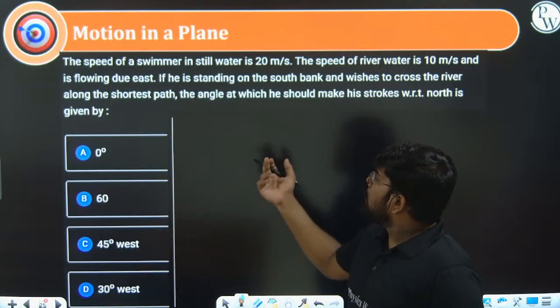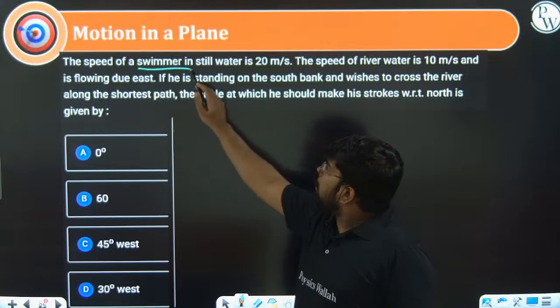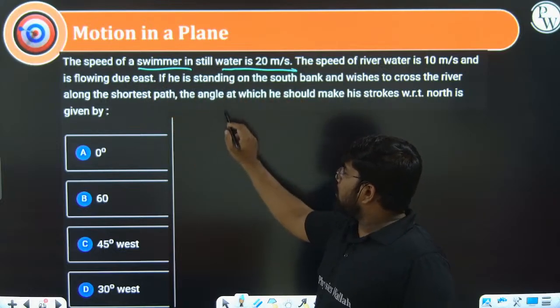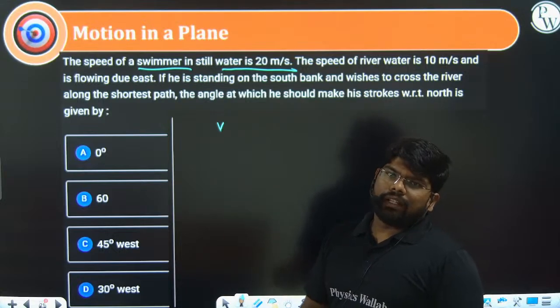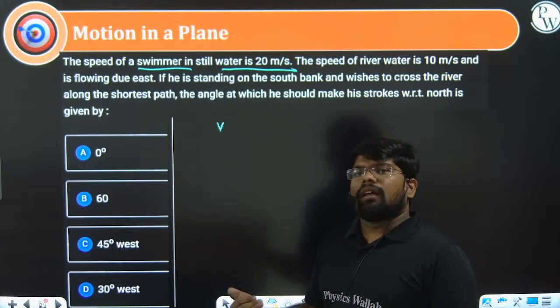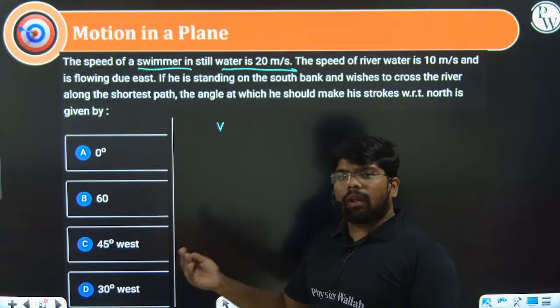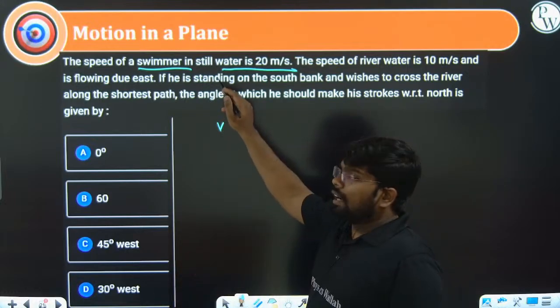Again, they don't go much deeper here. So it is a swimmer in still water. Again, whenever they say swimmer in still water, it means the water is not still. So when does water appear still? When you move with the same velocity. That means this is a relative velocity test.